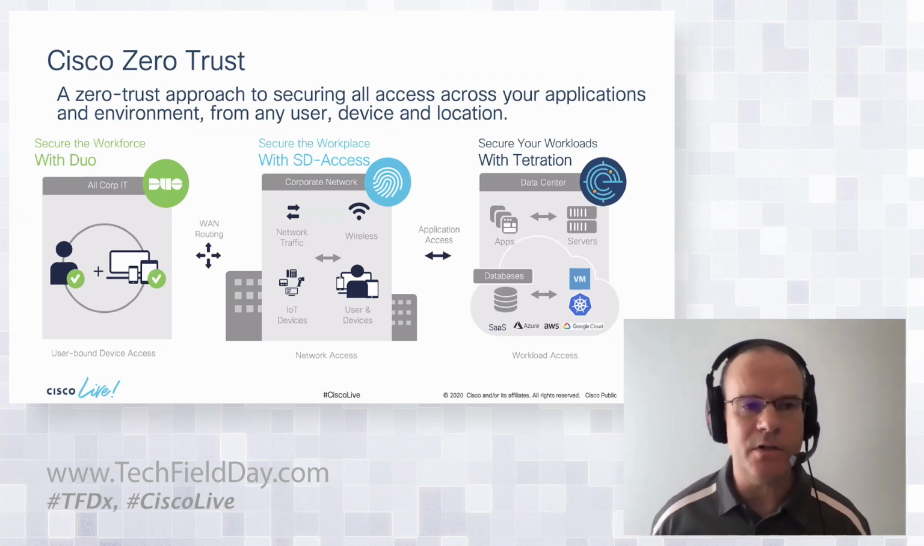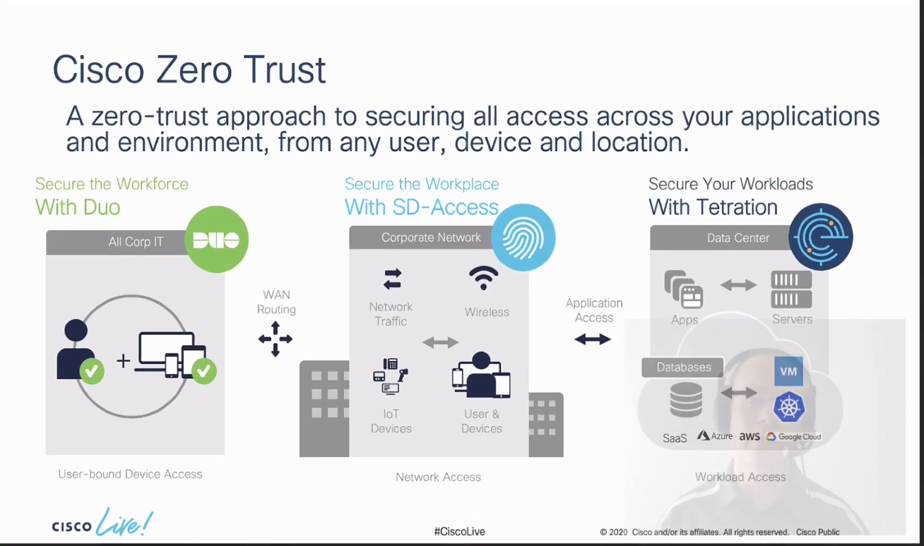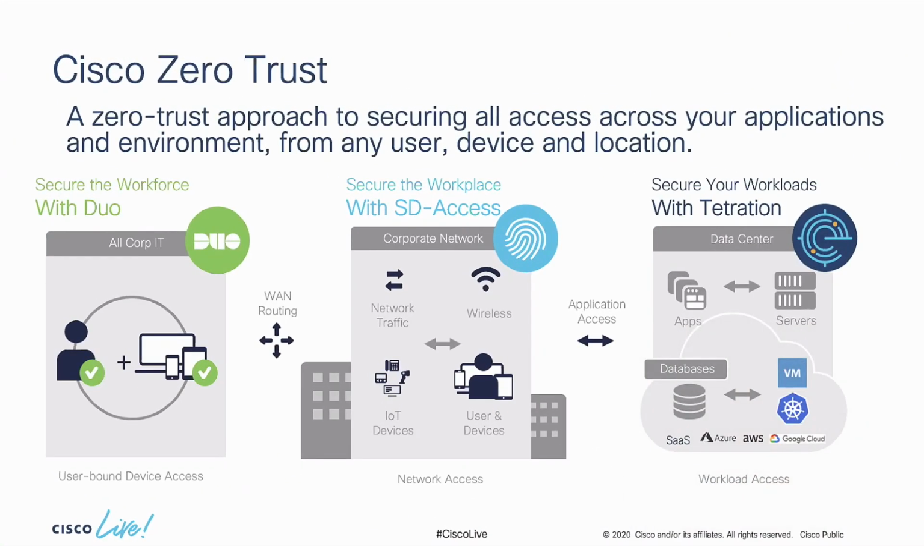The way Cisco approaches this is with three principles: securing the workforce, so the end users at the application layer. We use Duo and AMP and other endpoint technologies for that. Then securing the workplace, which is the focus of this presentation, which is focusing on the corporate network and the interaction of the corporate network with those different users and their underlying devices. And then finally, securing the workload, which is our Tetration offering to market. So as I said, we're going to be focusing on securing the workplace.